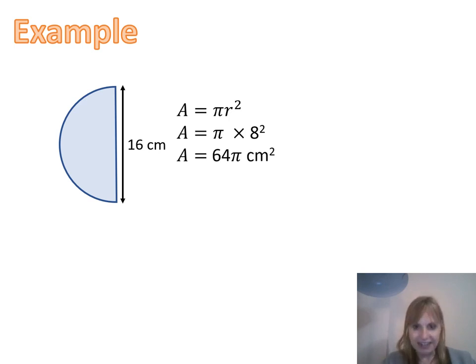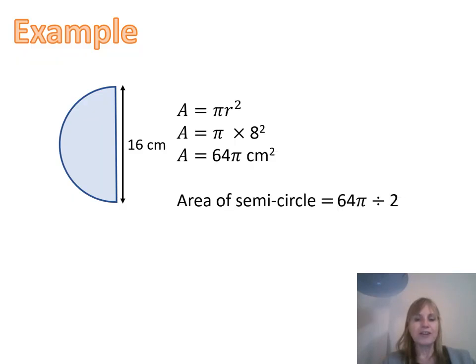So what I've done is I've left this in terms of pi. That means I'm not using a calculator. So I know that 8 squared is 64, and 64 times pi, we just write that as 64 with the pi symbol next to it. So the area of the semicircle would be half that answer. So semicircle would be 64 pi divided by 2, which is 32 pi centimetres squared. And that's my answer. We call that in terms of pi.